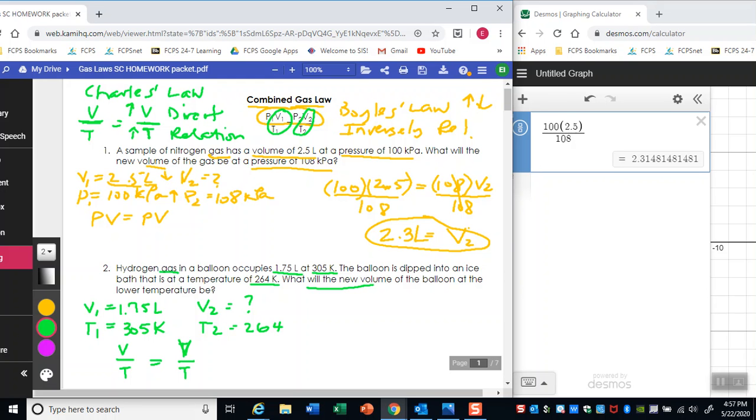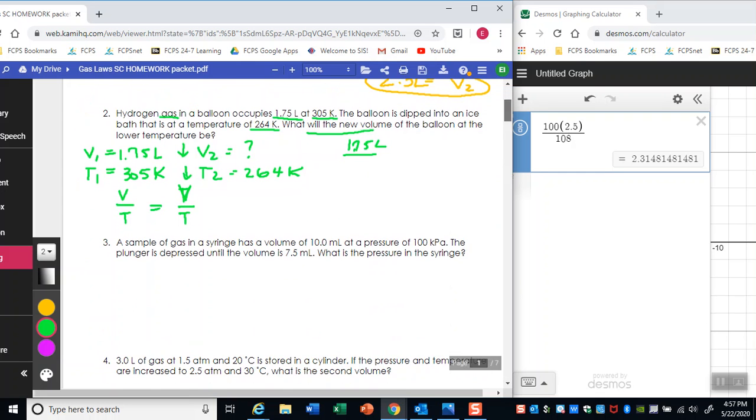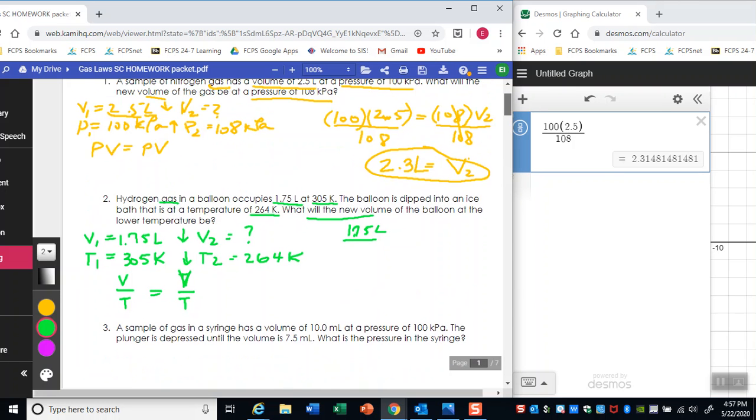All right, so what's happening here? Well, my temperature is decreasing, right? My temperature went down from 305 to 264 kelvins. So that means the volume is going to go down too. All right, they're directly related. So I've got my givens, my unknown, and my equation. Now I'm going to substitute in. Volume is 1.75 liters. Oops, I guess I'm going to have to erase because I keep making mistakes. Let's get the eraser here. Oh, that's not what I wanted to change.